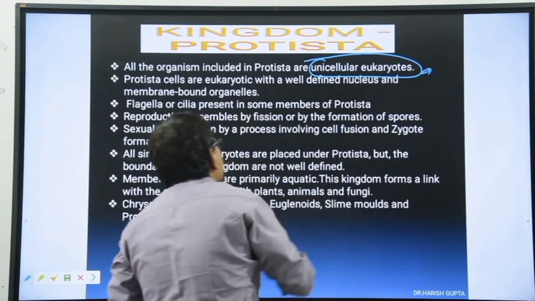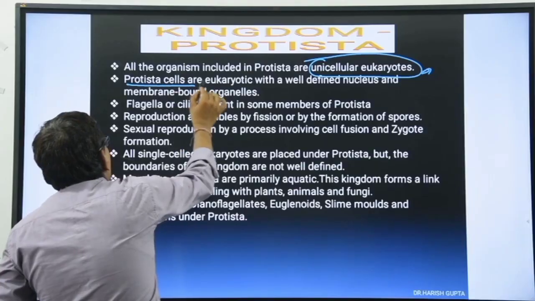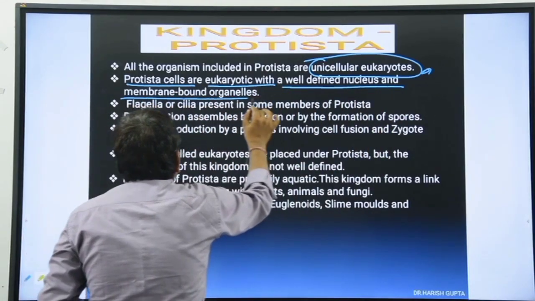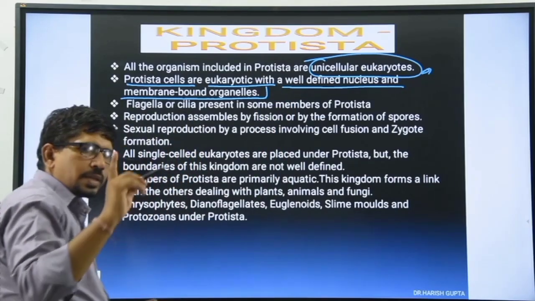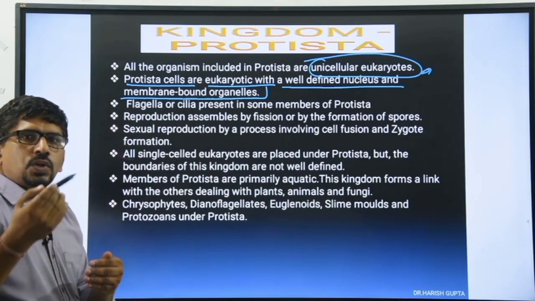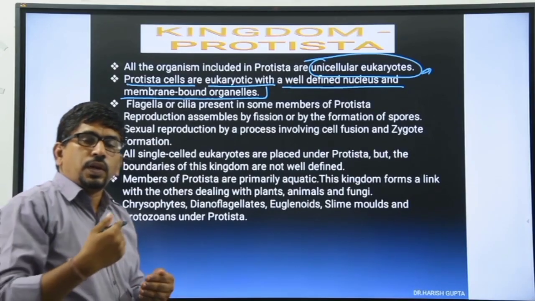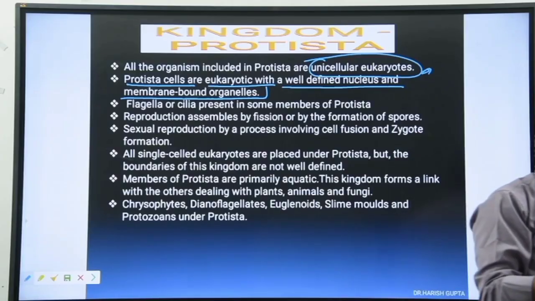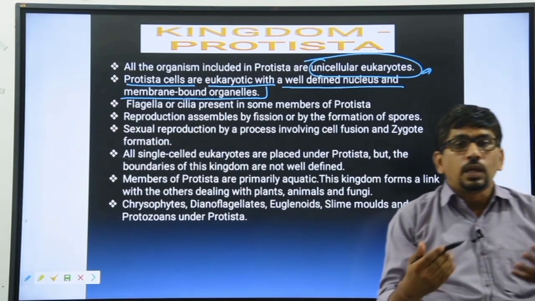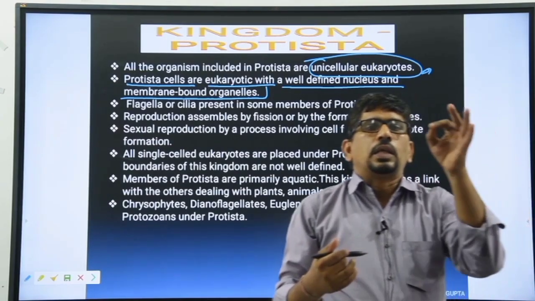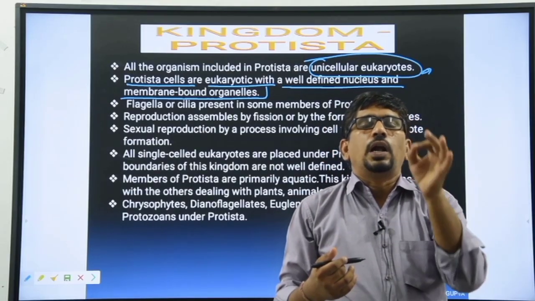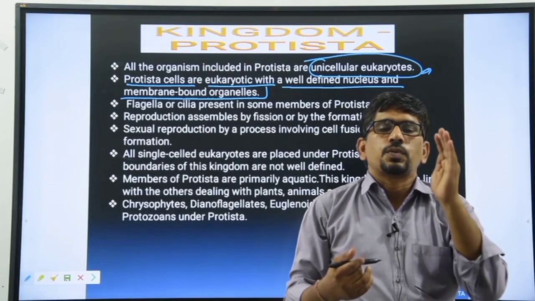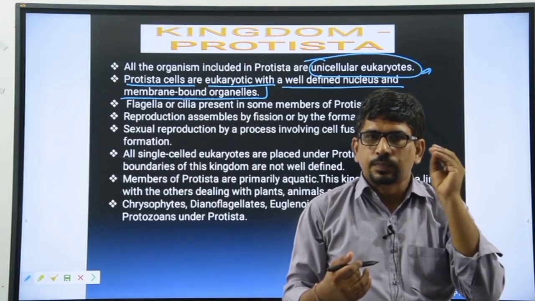That's a very important question. Protista cells are eukaryotic with a well-defined nucleus and membrane-bound organelles. Second, we have discussed earlier the prokaryotic and eukaryotic differences. What are the prokaryotic characters? What are the eukaryotic characters? Here they are eukaryotes because they contain a well-developed nucleus. It means nuclear membrane present, chromosomes present, well-developed nucleus.